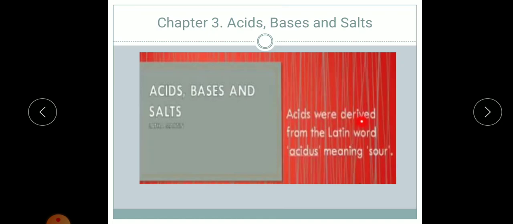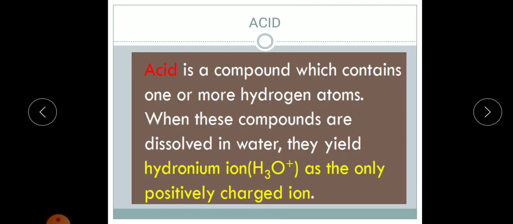Acids were derived from the Latin word acidus, meaning sour. As I said in our class, acids have the property that they are sour in taste, and bases are soapy in nature. Now, the proper definition of acid is: an acid is a compound which contains one or more hydrogen atoms. When these compounds are dissolved in water, they yield hydronium ions, H3O plus, as the only positively charged ion.